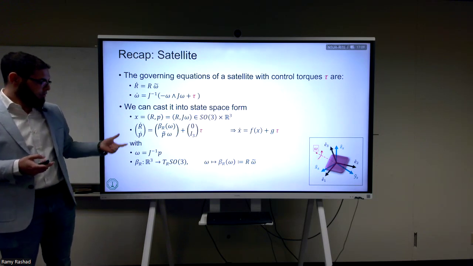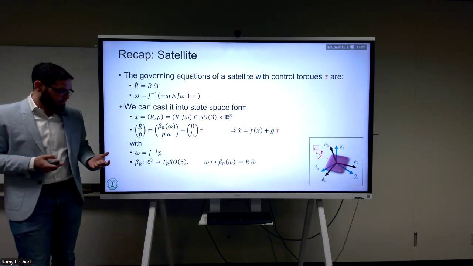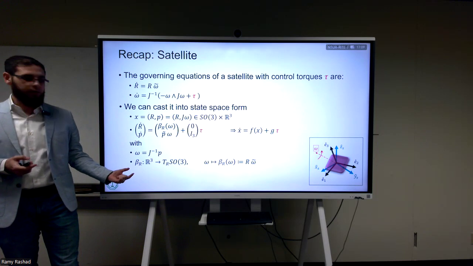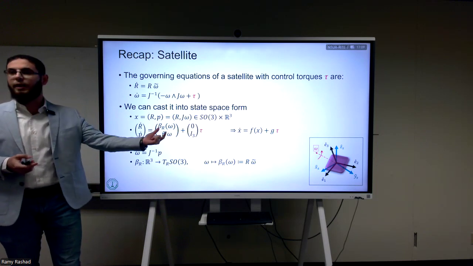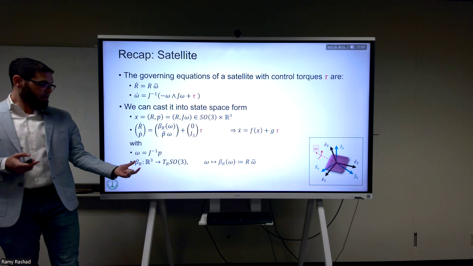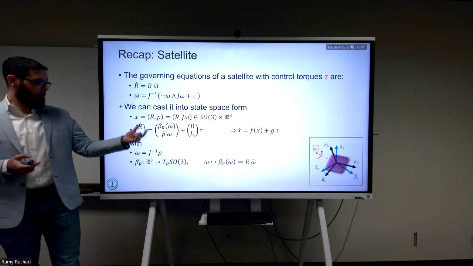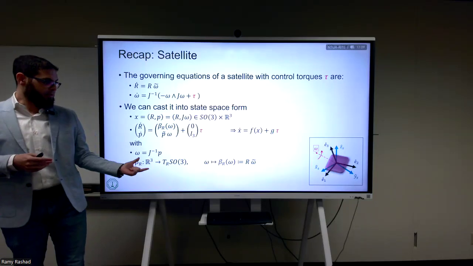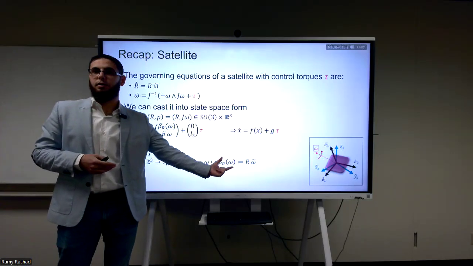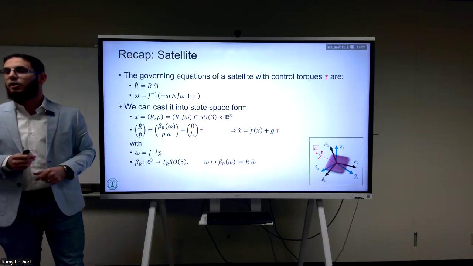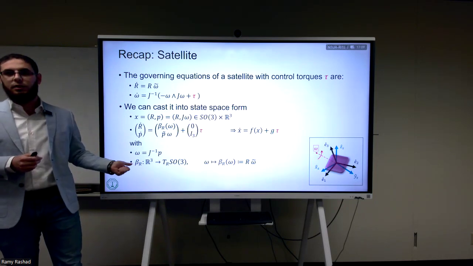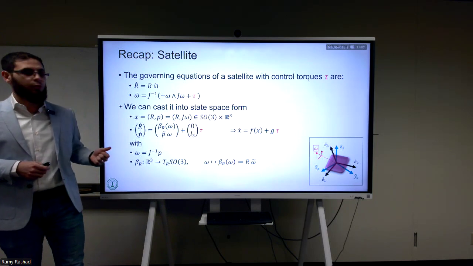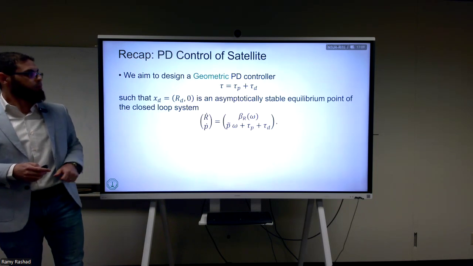Here it's written in this form, emphasizing that we have this map beta R that goes from R3. So omega, the angular velocity, is in R3. When it's mapped by beta R, we go to the tangent space of R to SO3. And this map is simply given by R omega tilde. It's just a fancy way of writing this map, but we're going to be emphasizing it a lot. This map will be crucial today for deriving the geometric proportional part of the controller.